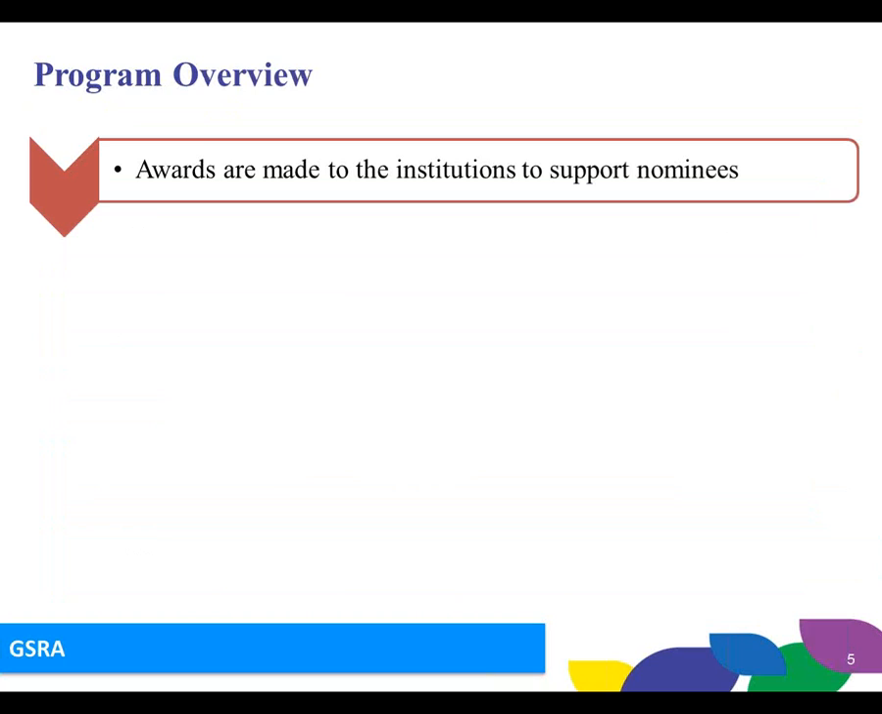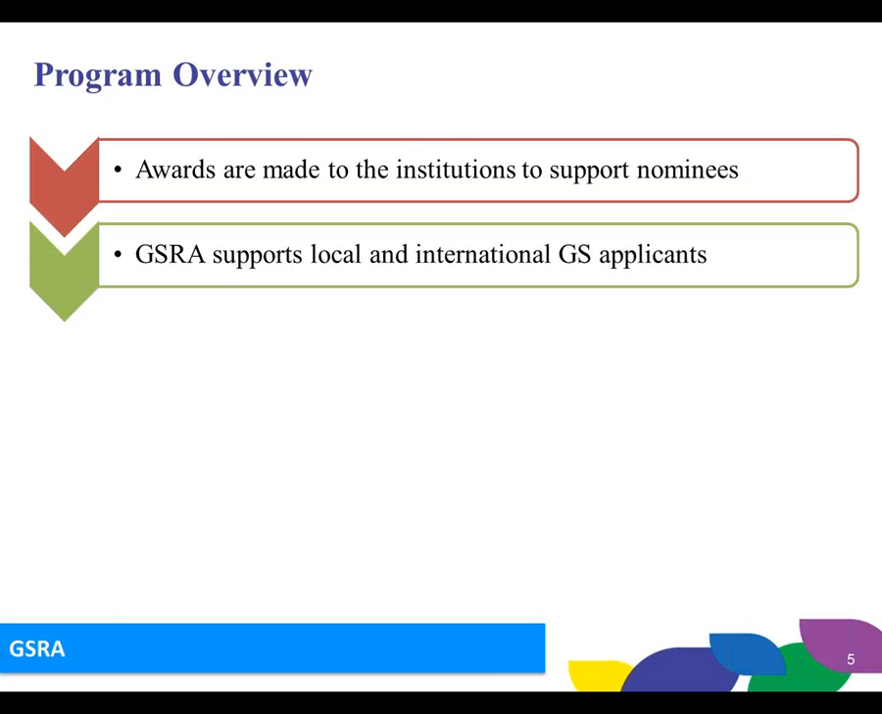Program overview. These awards will all be made to the submitting institutions inside Qatar, to support their own nominees for that program for the cycle. GSRA supports both local and international graduate student applicants. So by this we mean students who are already here in Qatar who could be enrolled in any graduate program already, an approved program, as a PhD student. Or they could also be international and they could be applying to Qatar for these approved programs, and all of them are eligible to apply for this support.